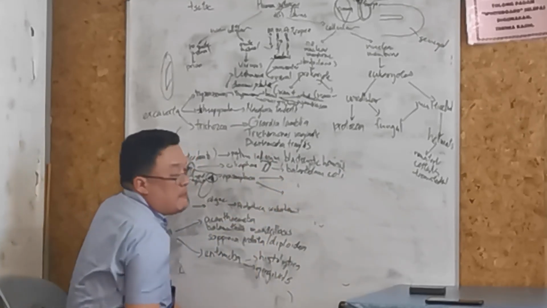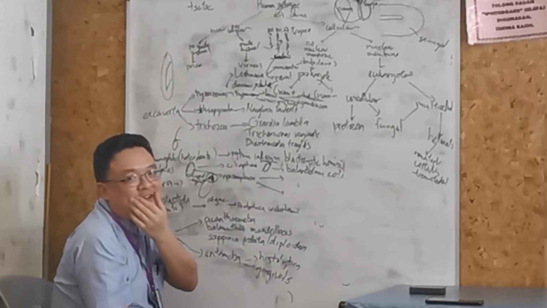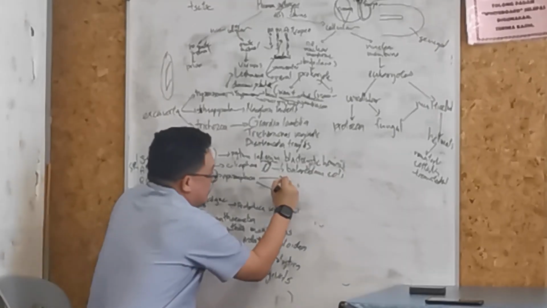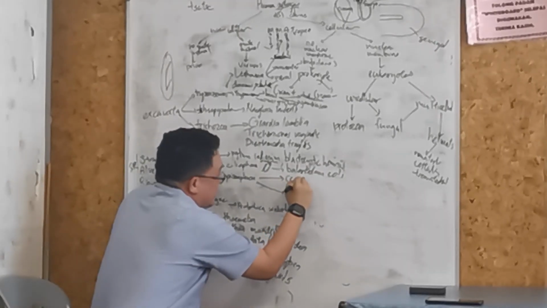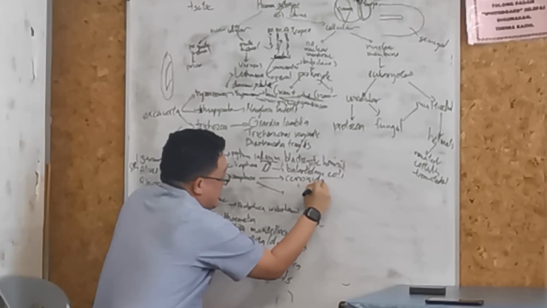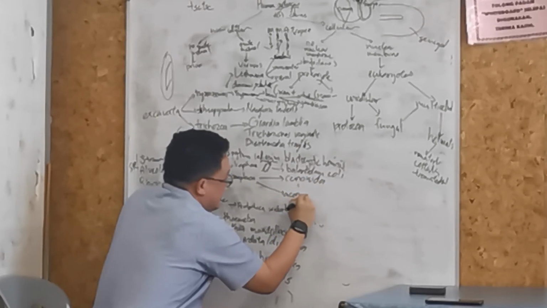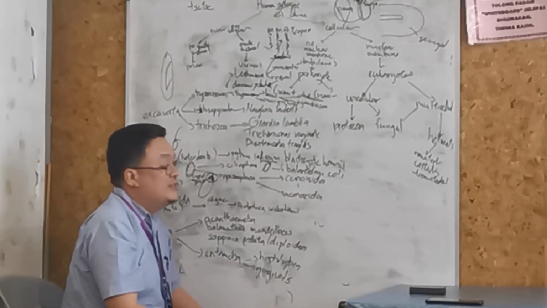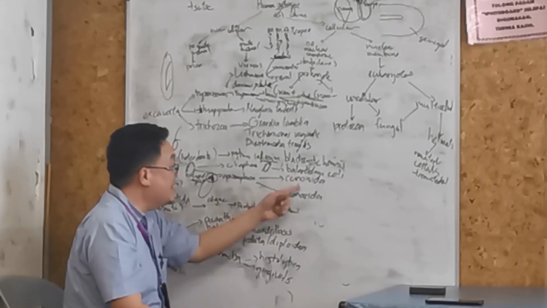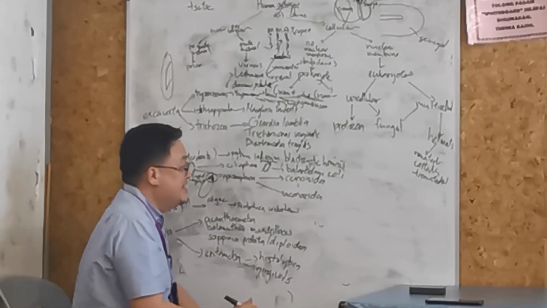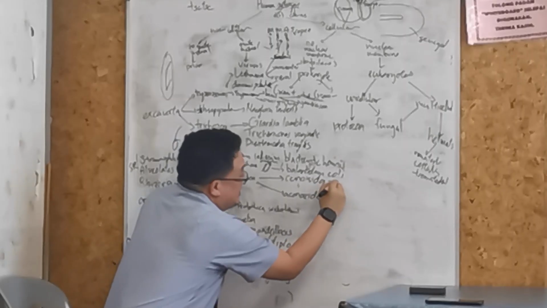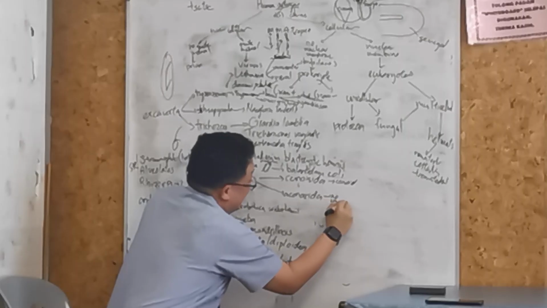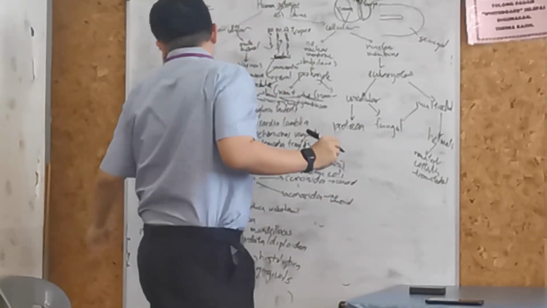Apicomplexa. What is the differentiating factor between the conoidasida and the aconoidasida? How do you differentiate them? What is the differentiating factor between these two? Yeah, this one has a conoid process. This one has no conoid.